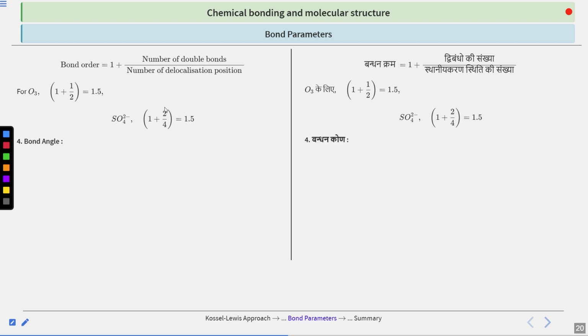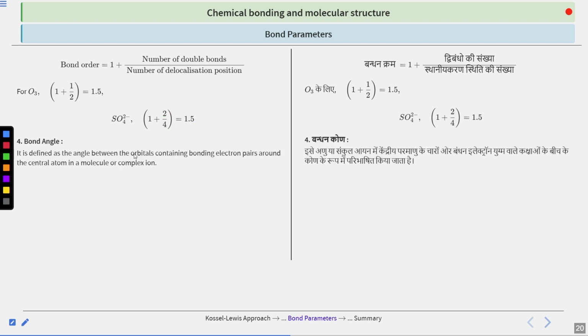Next is your bond angle. It is defined as the angle between the orbitals containing bonding electron pair around the central atom in a molecule or a complex ion. So this is a bond angle, very easy to understand. You can see that this is your bond pair and this is the bond pair. The angle between these two is what? Your bond angle.